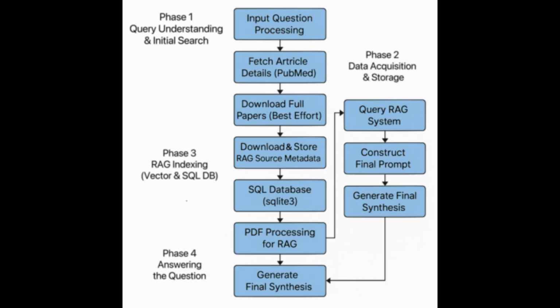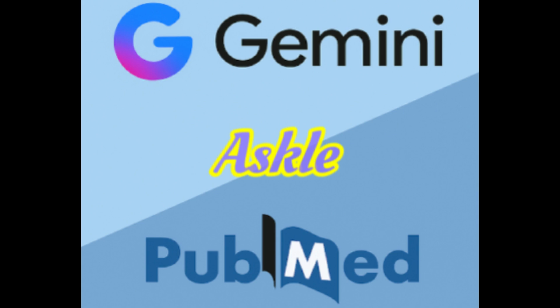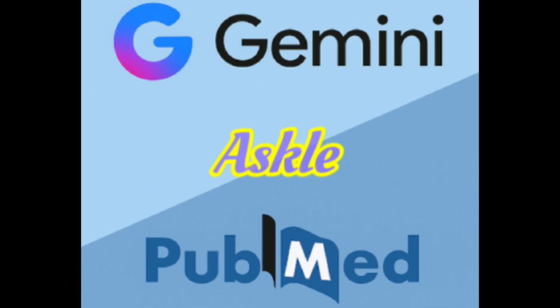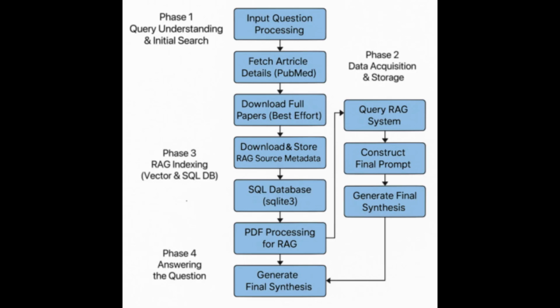First step, Askle, using Gemini, cleans it up. "What is the first-line therapy for non-small cell lung cancer?" Much clearer. Okay. Then, phase 1 extracts the keywords using that few-shot prompting and JSON output: first-line therapy, non-small cell lung cancer.